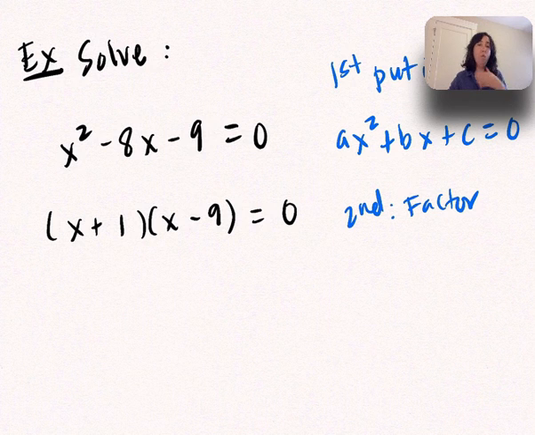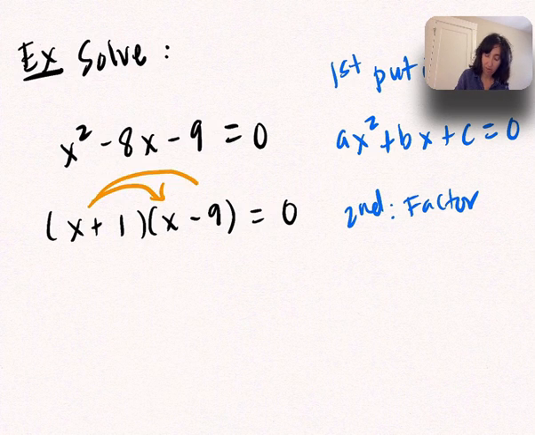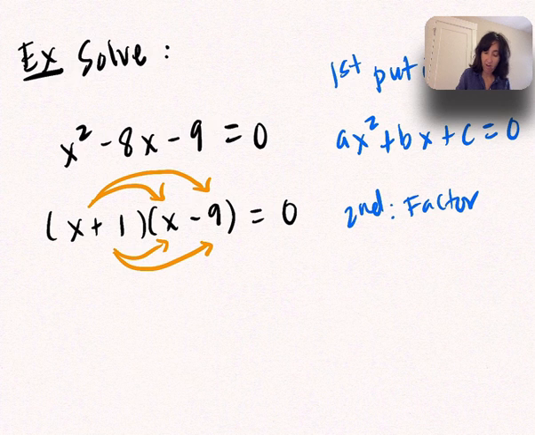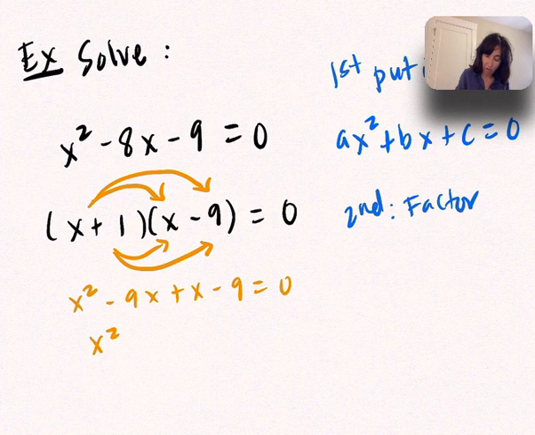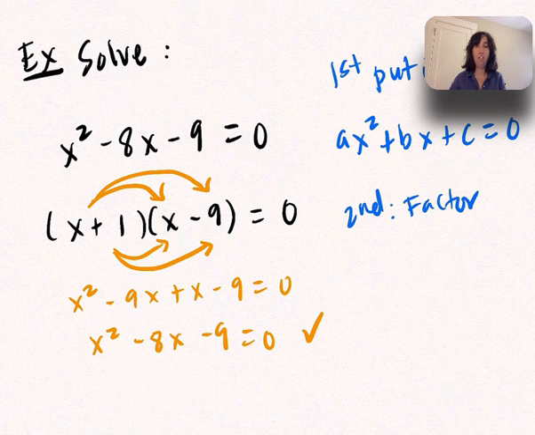Now, what do I mean by factor? You write it in this form where when you FOIL it back out, you get exactly what you see in the previous line. So we can double check that. If I do x times x, I get x squared. Then if I do x times 9, I get minus 9x. And if I do 1 times x, I get plus x. And if I do 1 times negative 9, I get minus 9. So this gives us x squared minus 8x minus 9 equals 0. And we've factored correctly.